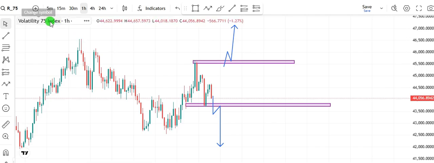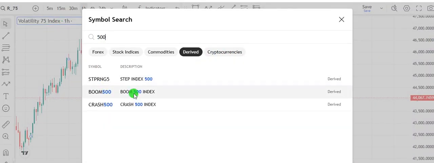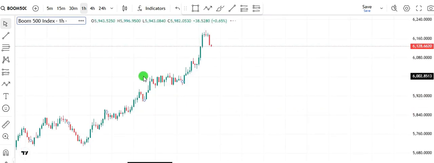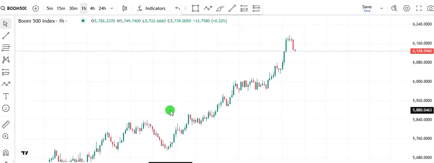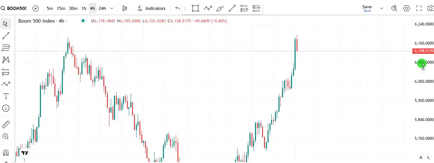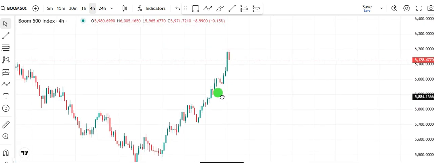So let's go to the next one, which is going to be Boom 500. Okay, now we're starting here on Boom 500. Of course, as you can see, Boom 500 has been on the bullish sign a long time. That does not mean a bullish market cannot have a minor bearish pullback.